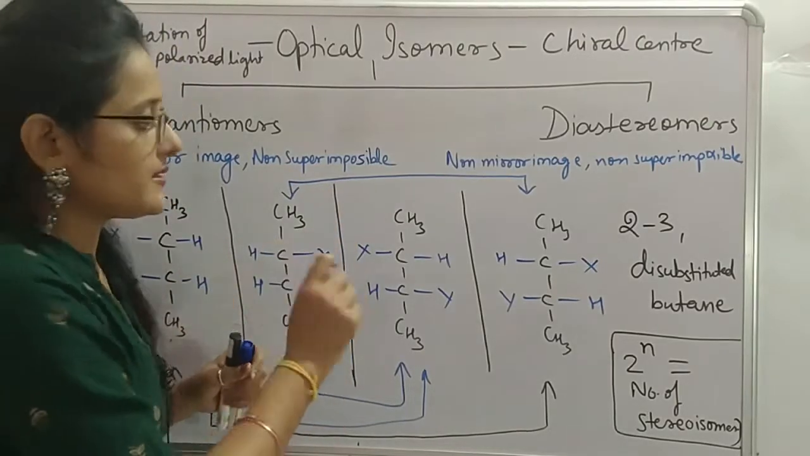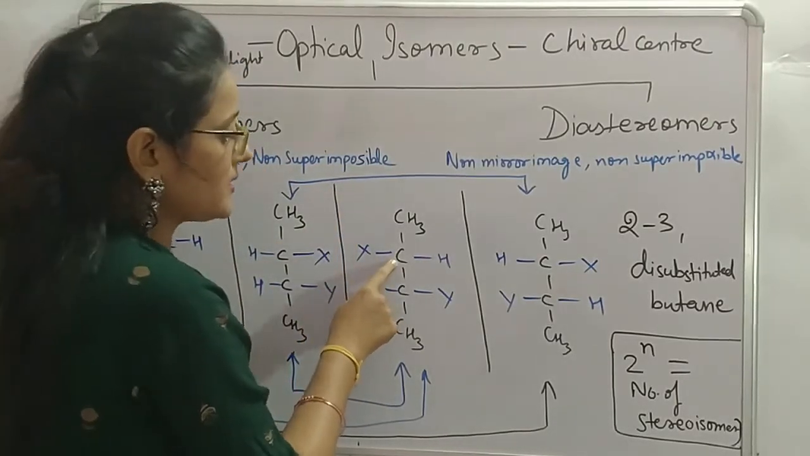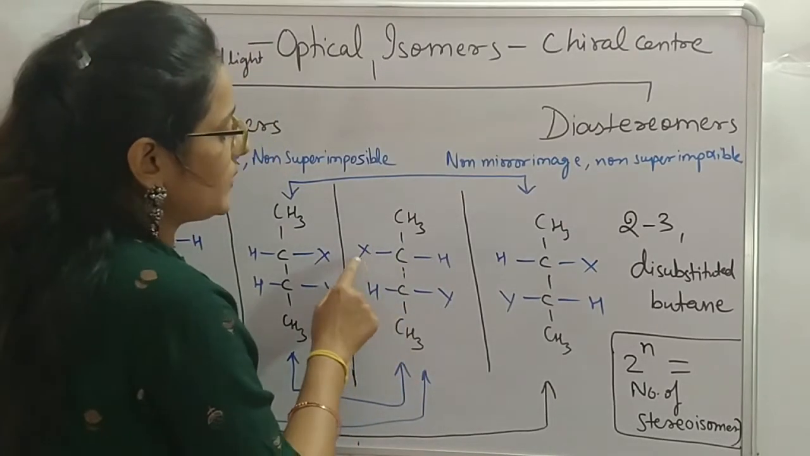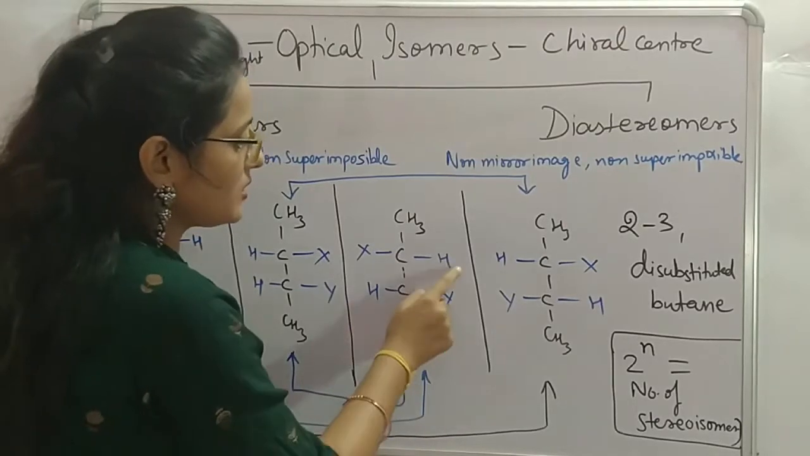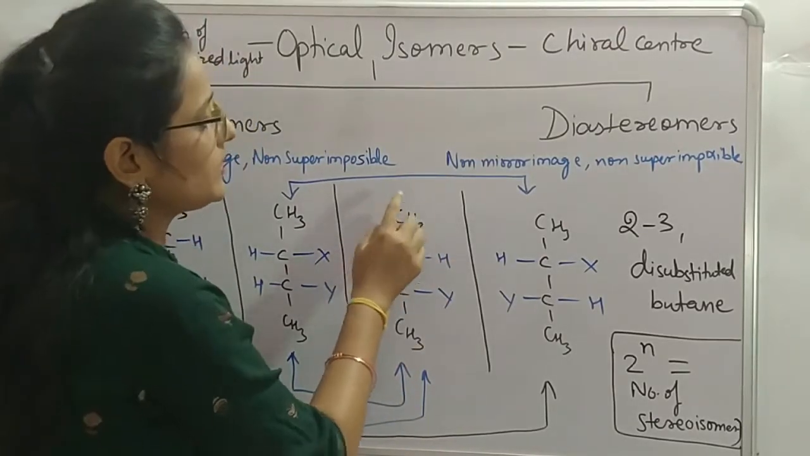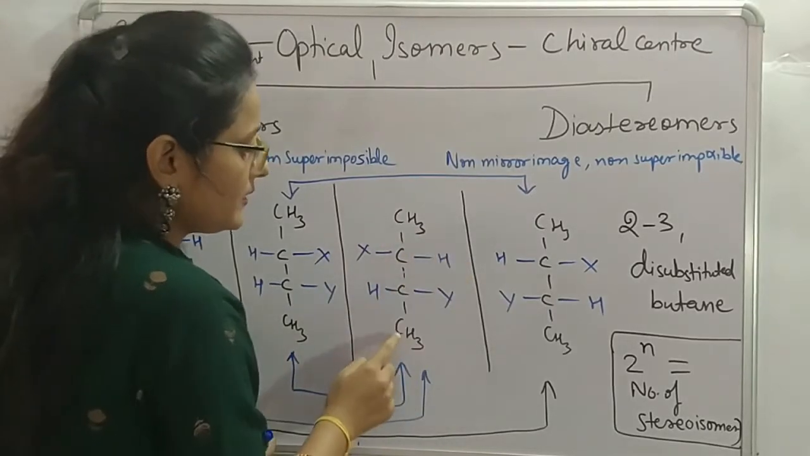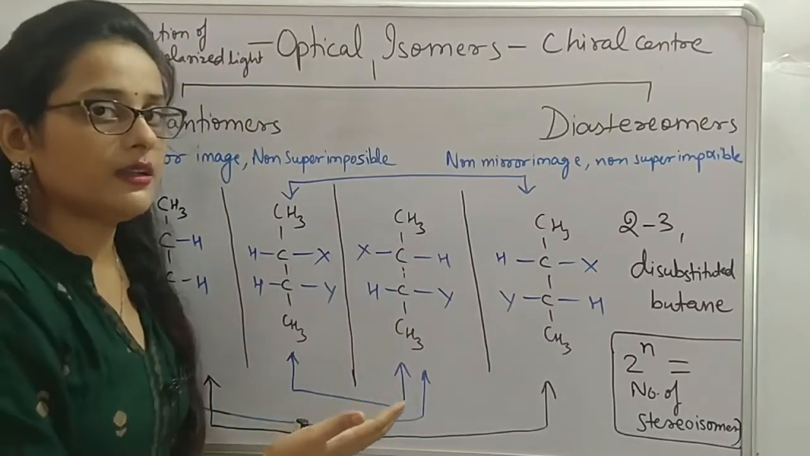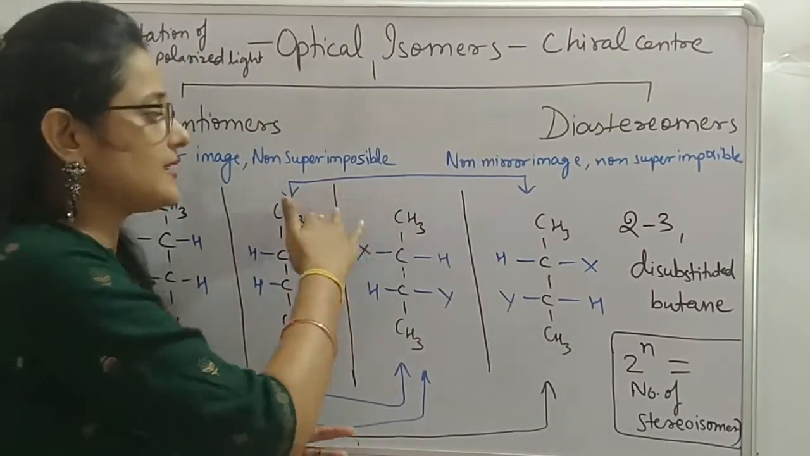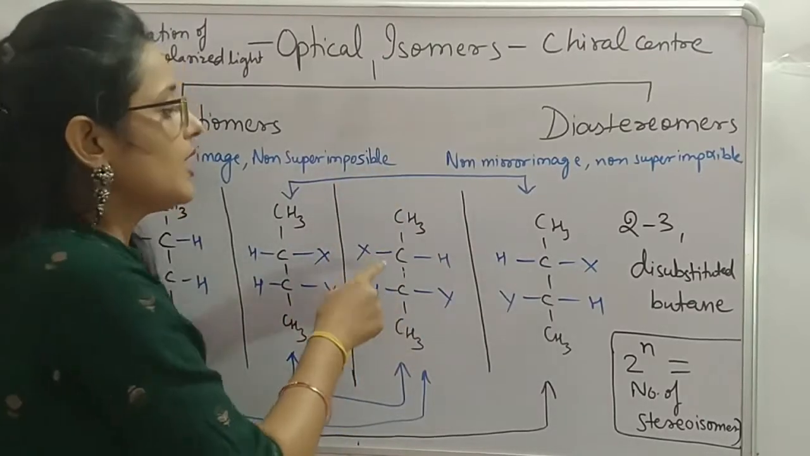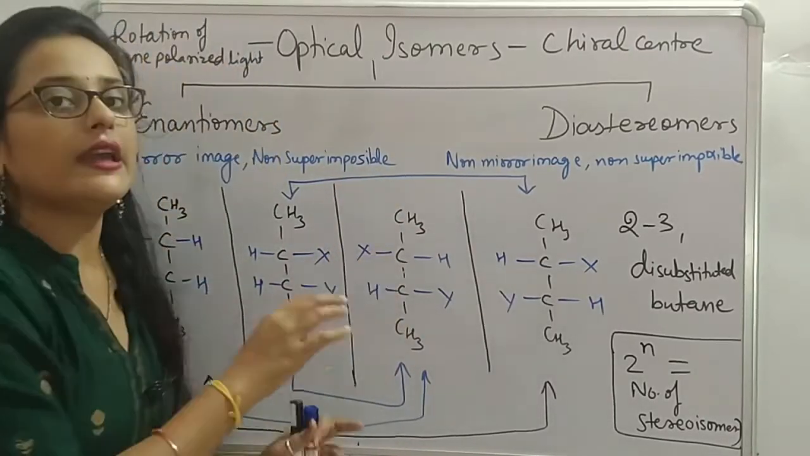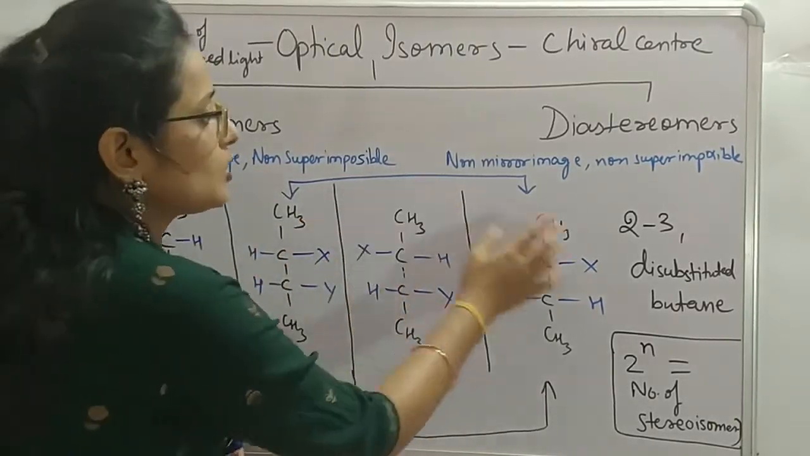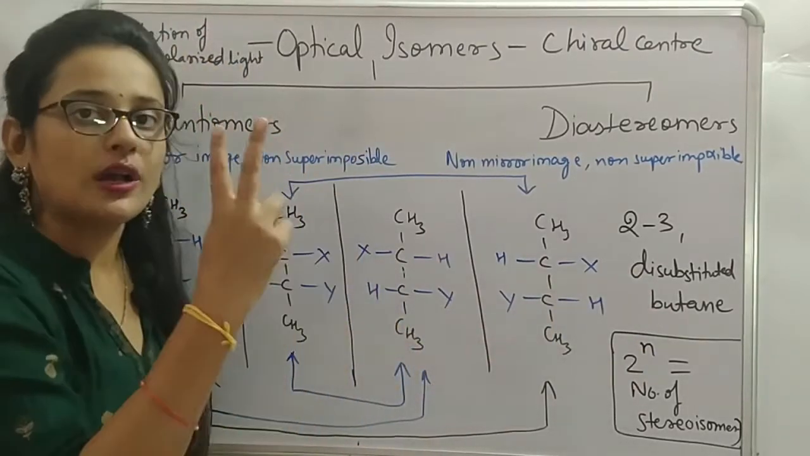Over here, there are only two chiral centers. This is our first chiral center. This carbon is attached to X, H, CH3 and this group. And this carbon is attached to H, Y, CH3 and this group. Whereas this carbon is attached to 3 H and this group, and this carbon is attached to 3 H and this group. So this carbon and this carbon are achiral because they have similar substituents, that is, H is attached. Whereas carbons number 2 and 3 are chiral carbon atoms because they have 4 different substituents attached to them. So our 2,3-disubstituted butane has 2 chiral carbon atoms.